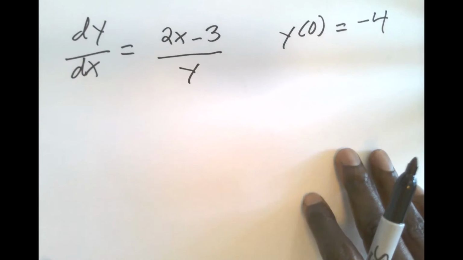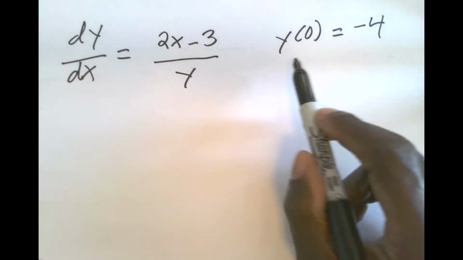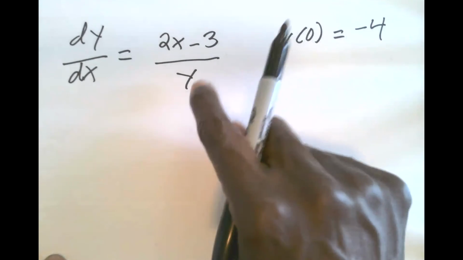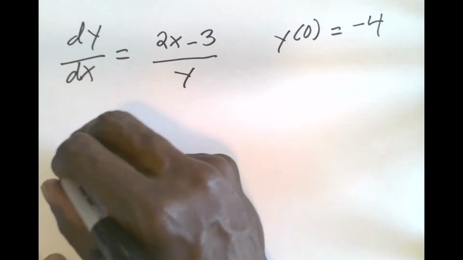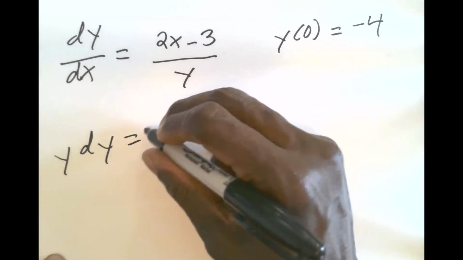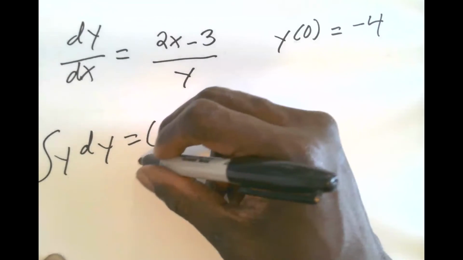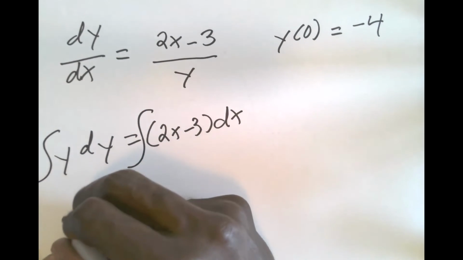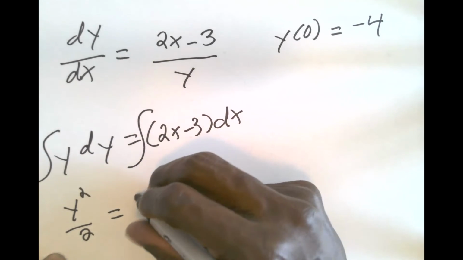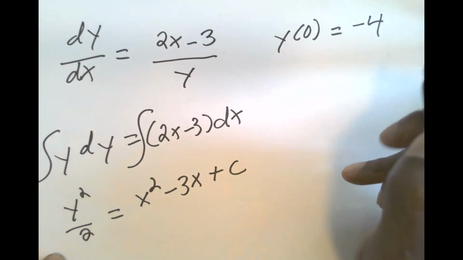And here she is. dy by dx is 2x minus 3 over y. The initial condition is y of 0 equals -4. So let's see what happens here. Now when we separate, since the y is at the bottom, it's going to go up here with the dy. So it won't be dy over y for once. It'll be y dy, and that will equal 2x minus 3 dx. All right, let's integrate. If we integrate y, we'll get y squared over 2. And if we integrate this, we'll get x squared minus 3x plus some constant.